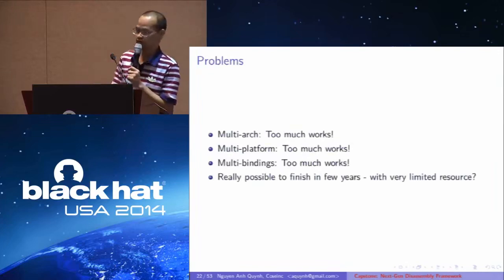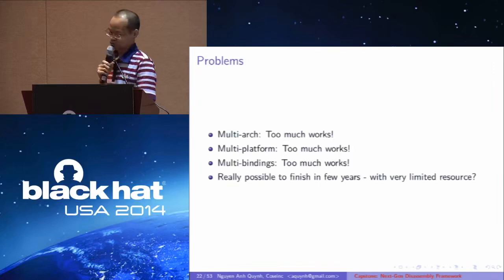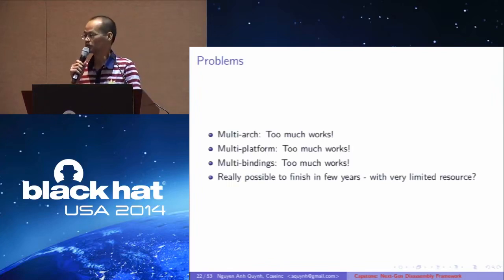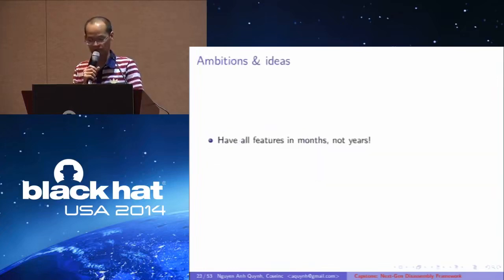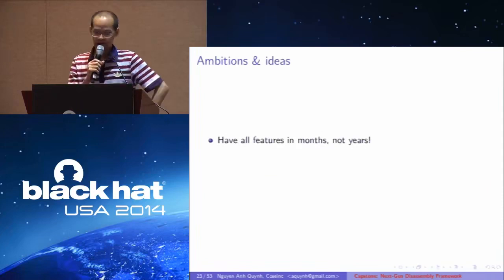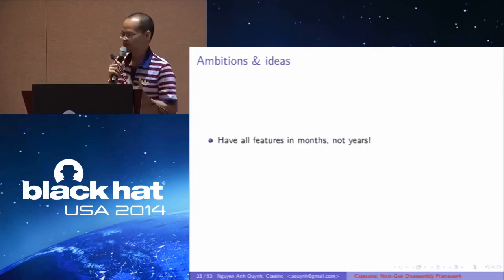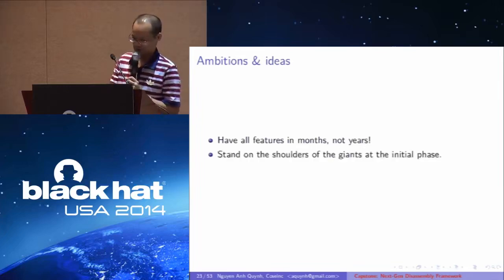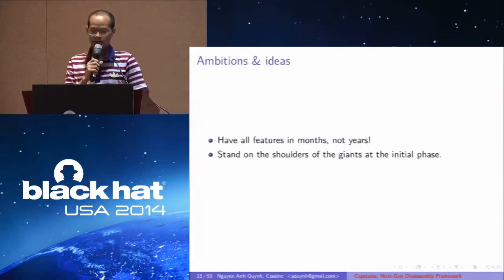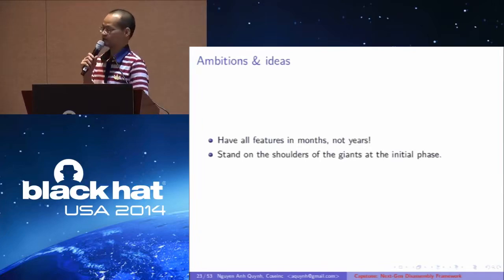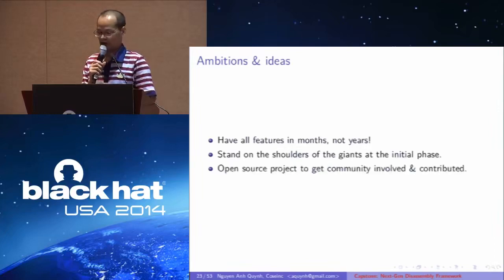Again, the problem is that there is too much work on multi-arch, too much work on multi-platform, too much work on multi-bindings. So again, do you think it's possible to finish in a few months or even a few years as a single-man project? Maybe not. So my ambition and idea is that I want everything, all the features, in months, not years. How to do that? The only way is to stand on the shoulders of giants at the initial phase, and open source the project to get the community involved and contributing.